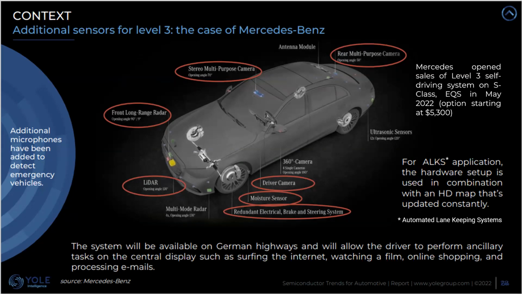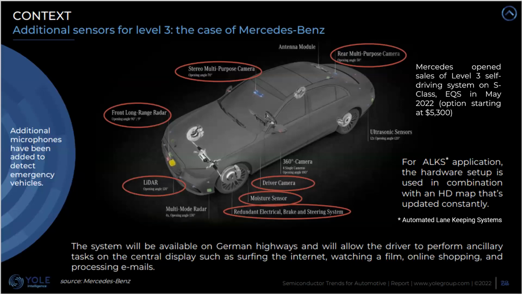And there's one car on the road which is already level 3. That's the only one. That's the Mercedes-Benz car. That's an open sale level 3 self-driving car on the S-Class. They call it the EQS. They started the commercialization in May this year.